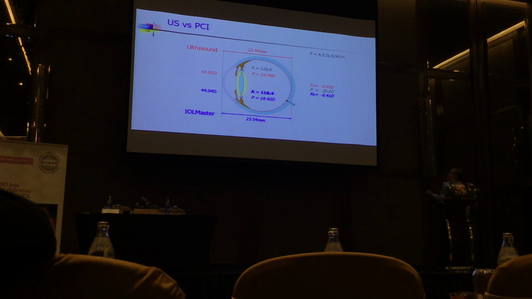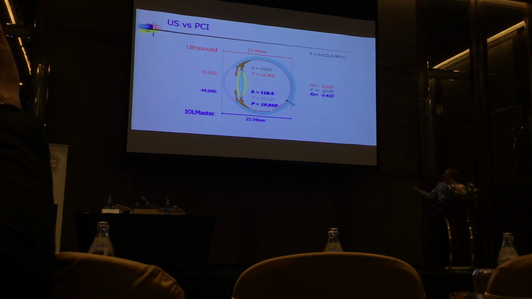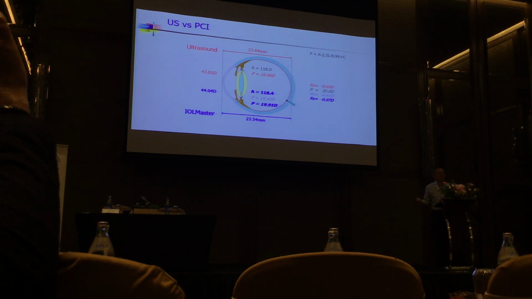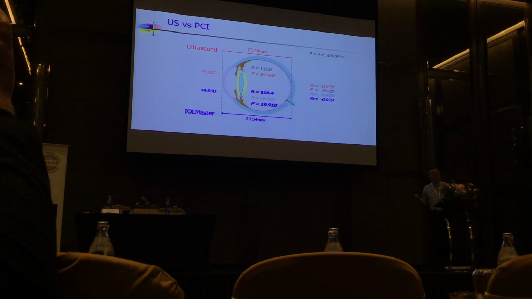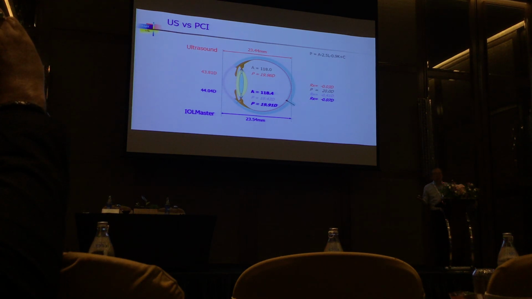So to harmonize these two, you play with A constant, IOL constant, and that is a function of IOL constant. So if I want to use IOL master now, the same IOL, if I change the A constant to 118.4, then the predicted ametropic power for this eye now is 19.91 diopter. It is closer than this now. Alright? And the residual now is minus 0.07 diopters. And that is why A constant is different when you use ultrasound and when you use optical biometer.